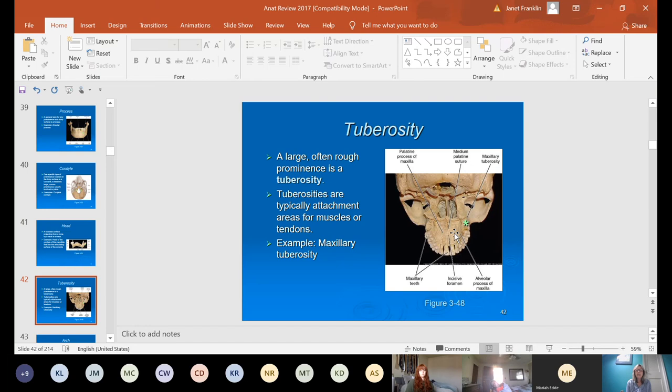A tuberosity is a large, often rough prominence. So we have a lot of different prominences, or things that stick out. If you think of a specific one, it will help you remember. Like for the process, think of the alveolar process; for the condyles, think of the occipital condyles, so you can remember that it sticks out. Often rough, think of the maxillary tuberosity. I think probably in radiography, Professor Bowles has shown you what the maxillary tuberosity looks like on a radiograph. Yes or no? Yes. Okay, so it's kind of porous looking and rough. Tuberosities are typically attachment areas for muscles or tendons. So your maxillary tuberosity would be a good example. So think of it as being porous and rough.